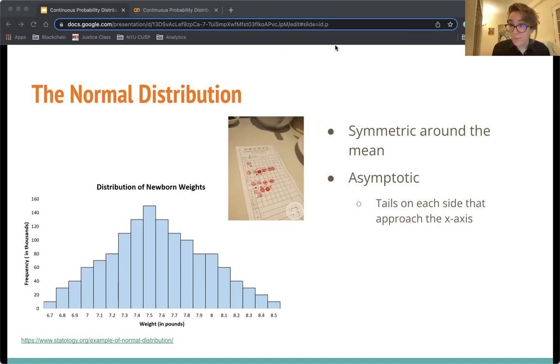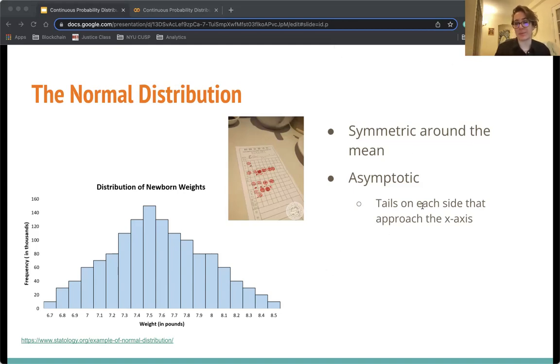I also want to talk about it being asymptotic, which we also talked a little bit about last time, which means the tails approach the horizontal or x-axis on both sides, but never fully reach it. So again, we talked about how the area under the curve is considered to be 1, but really it's 0.9999999 because it never actually touches it, but approaches infinity. For newborn weights, there could be something totally outside of this spectrum that we didn't see, but we don't necessarily calculate that. We just assume this infinite distribution.